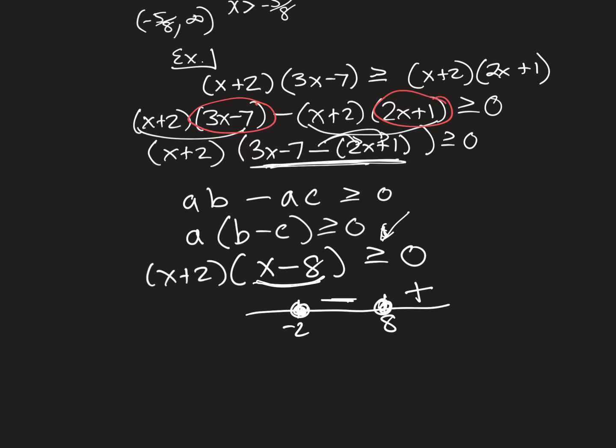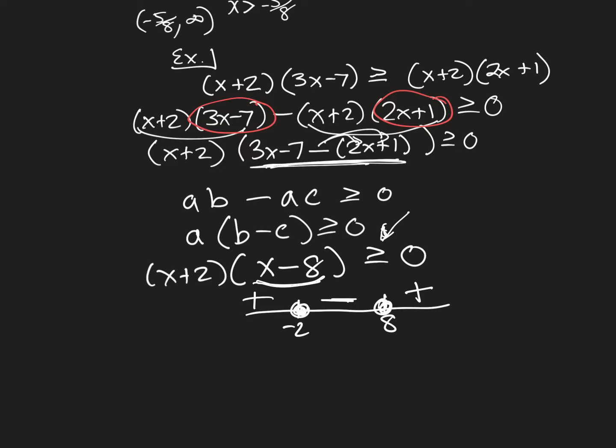We say alternating signs. And then I go to negative 2. Negative 2 as well came from something to the first power. So to the right of negative 2, it's going to be a different sign than to the left of negative 2. So it's going to switch signs across negative 2.